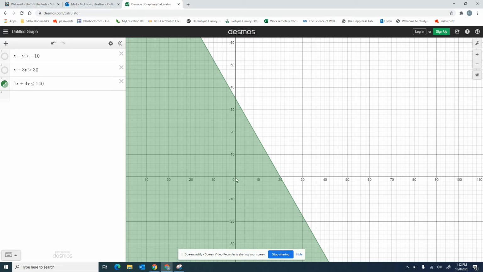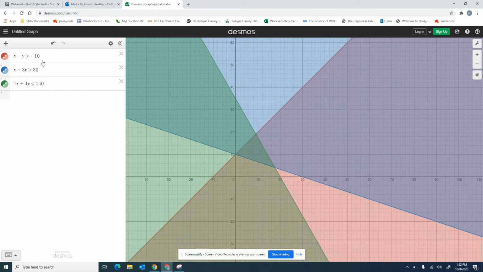And then when you plug in 0, 0 as your test point, you should get 0 is less than or equal to 140, so you should shade below the line. When we put them all together, it should look something like that.